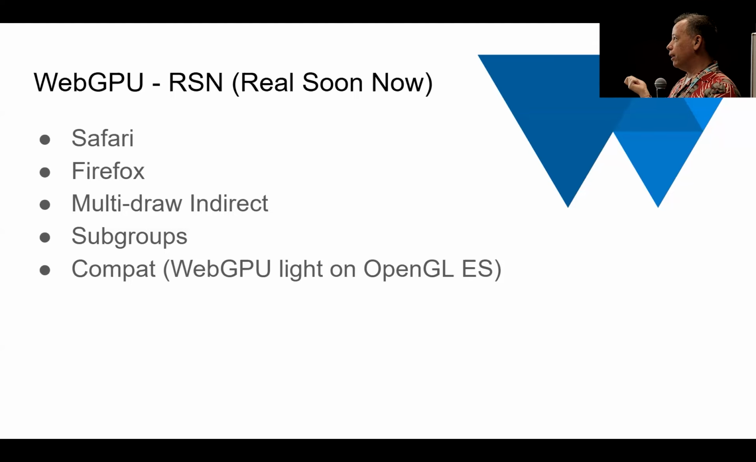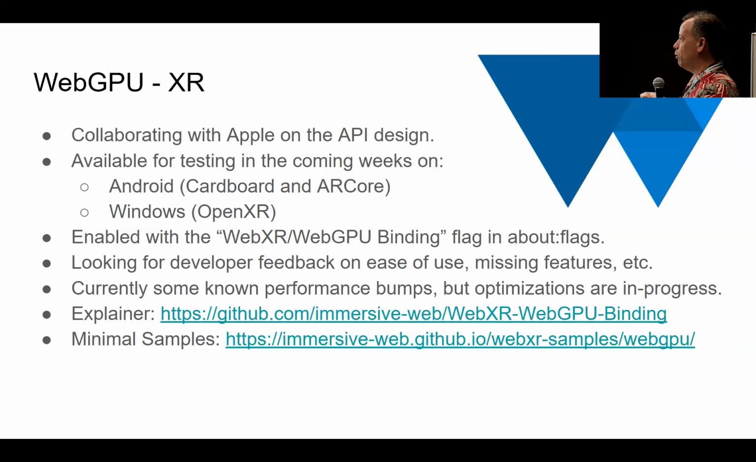He said he can't promise this, but maybe by the end of the week you can run it in Windows. Basically, you go into the about flags in Chrome and turn it on, and you can test it now. They're looking for developer feedback, what's missing, what's not working. He said that there are already some known performance bumps and optimization issues. But yes, if you want to know what's going on there, there's a link.